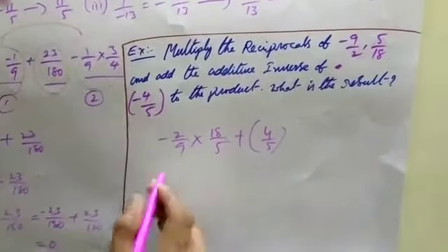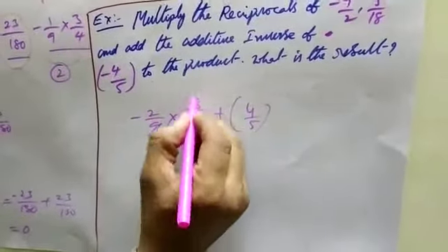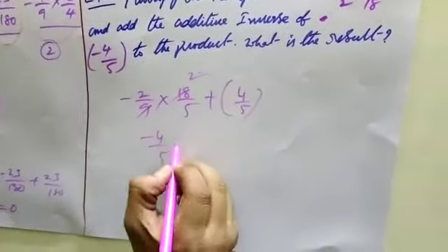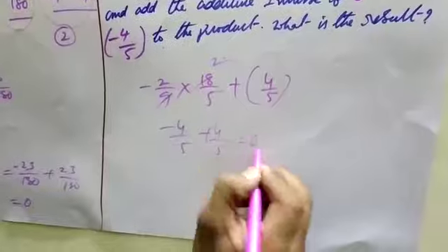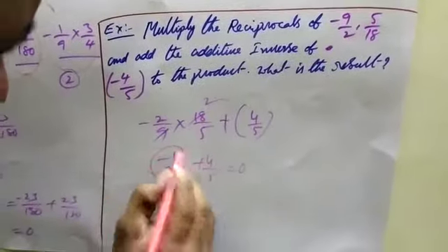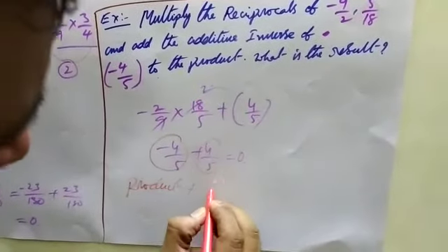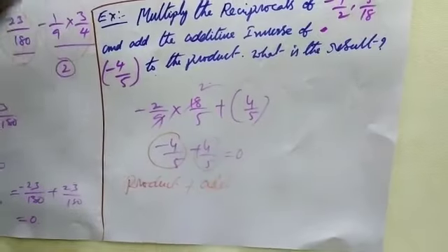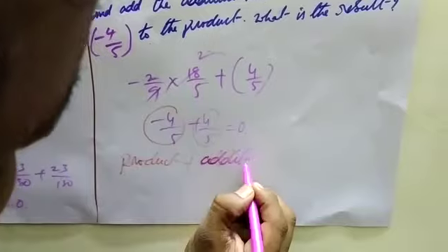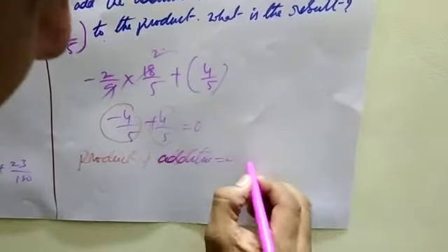For example, minus 9 by 2 into 18 by 5, minus 4 by 5 plus 4 by 5. The result goes to 0. The result goes to 0. Here this is the product, plus this is the additive inverse, is equal to 0. This is the identity.